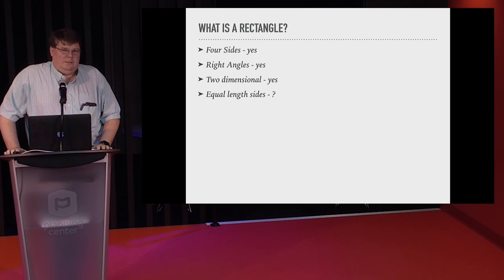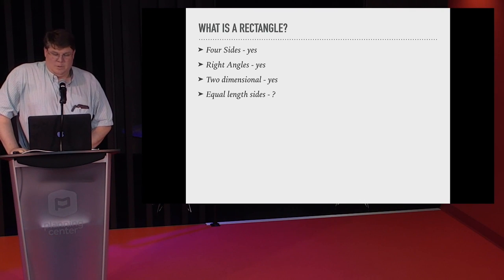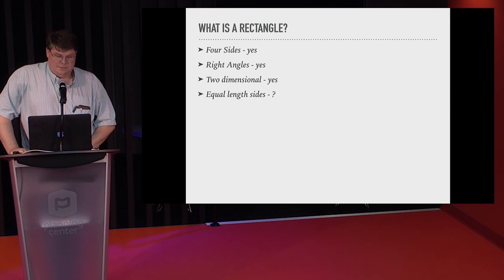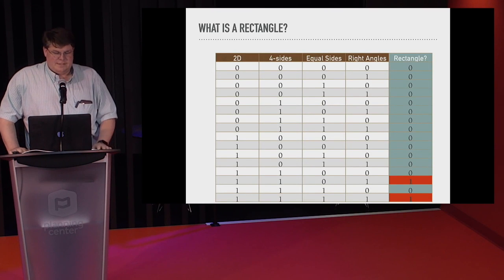What is a rectangle? That's the first question you thought I'd be asking tonight, isn't it? So we can use Boolean expressions to talk about lots of different things, even something as simple as a rectangle. Here are 4 questions that you could ask about any shape to help you decide if it is a rectangle. So we have 4 questions. They have 2 answers each. Boy, that sounds like a Boolean. That means 2 to the 4 is 16. We've got 16 possible answers.